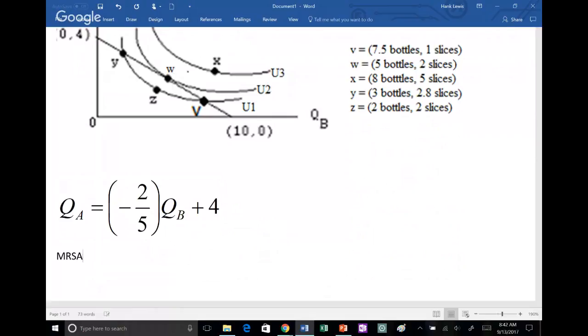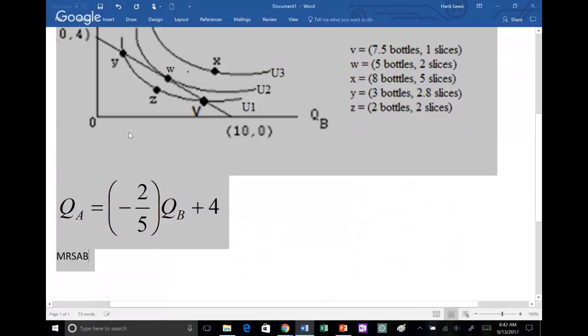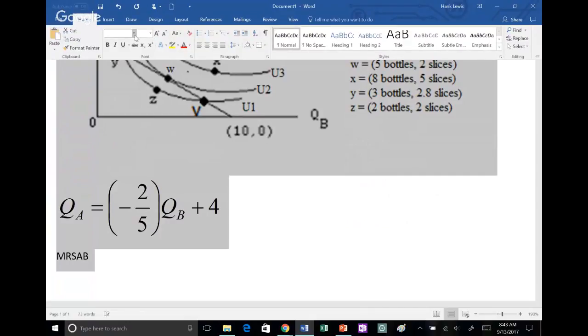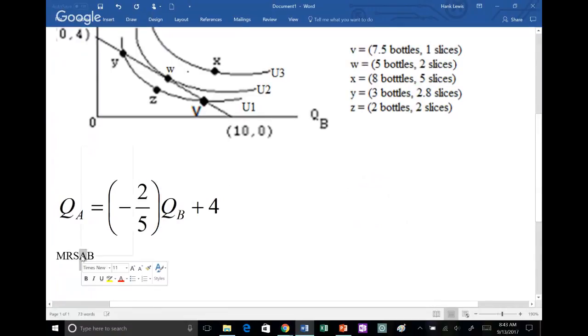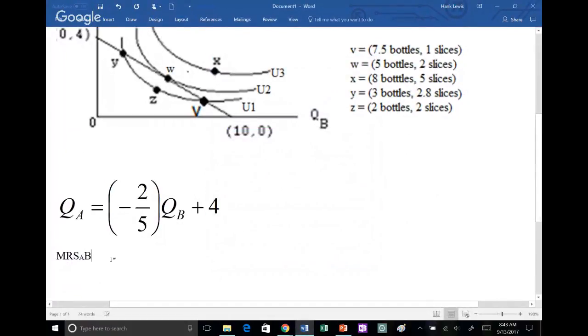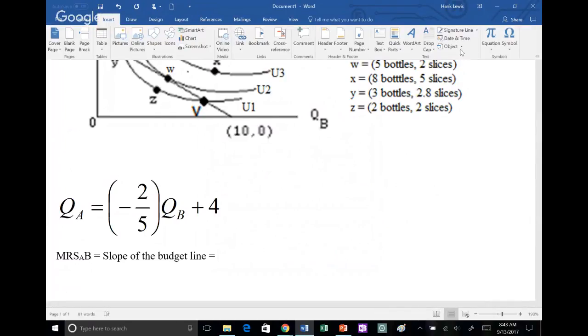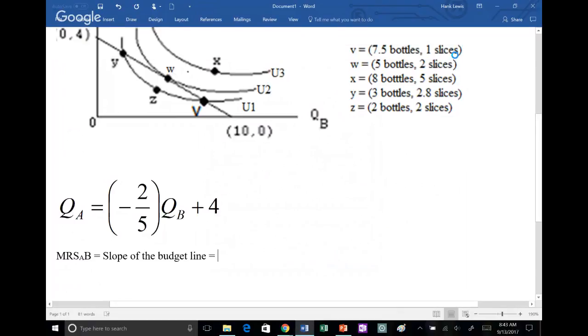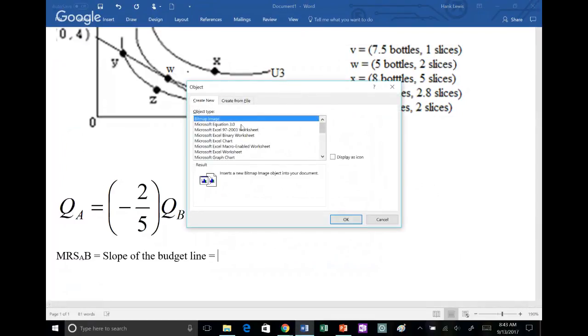MRS of A for B, and let's see. Bear with me for a moment while I make some adjustments here. I am a fan of Times New Roman. Yes, some people say it's a boring font. I like it. Okay. And we're going to make this a subscript here. So font. And see, you're learning a little bit of Word while you're at it along the way. Okay. MRS of A for B equals concept, slope of the budget line, equals, and then numerical, we're going to go to insert, and we're going to insert a math object here. We're just going to make the negative 2/5 in there, just so we have something that we can see.